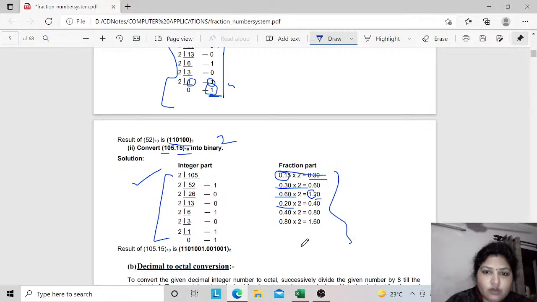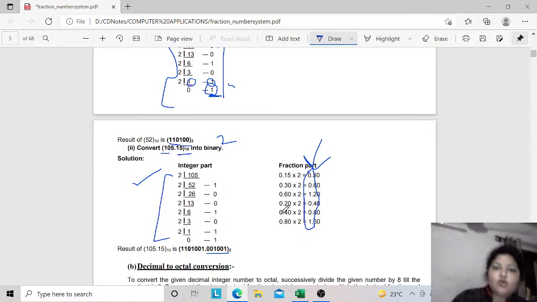Now how you convert it? Basically you directly write it down. Over here you get this part, 001001. So you will get the fraction part from here. Always remember you are going to calculate like this.